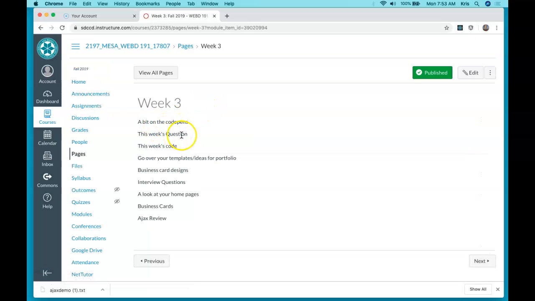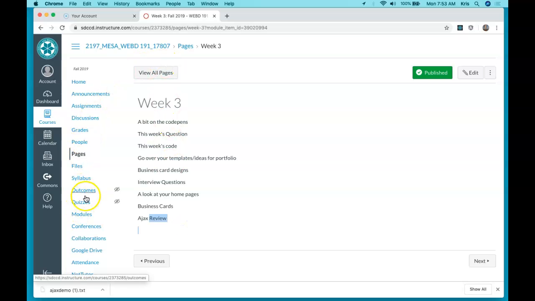I want to talk about CodePens. There's another interview question, some code. The templates and ideas for the portfolio will come through feedback on your submissions for homework this week. But a lot of the things that we're doing this week are about interview questions and Ajax reviews.